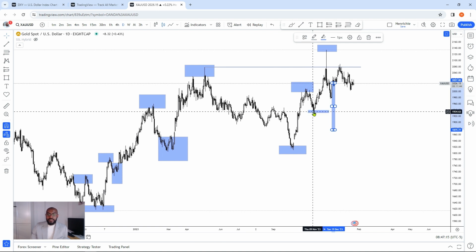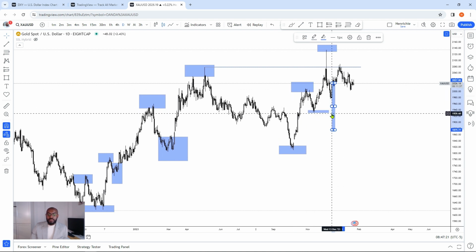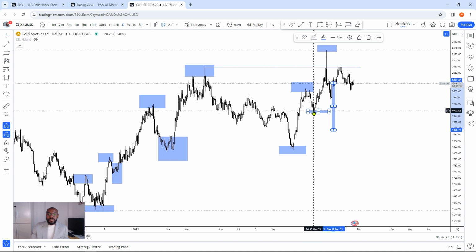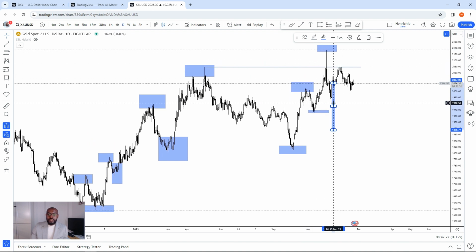That's how I would have seen that. But because price did not run below this low, it just created this low, with the high, it failed to create a lower low.